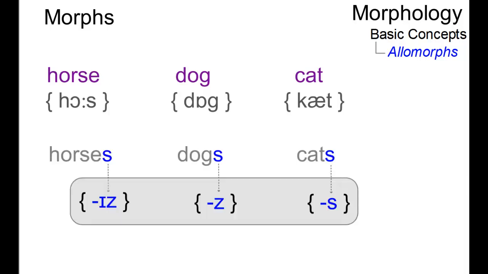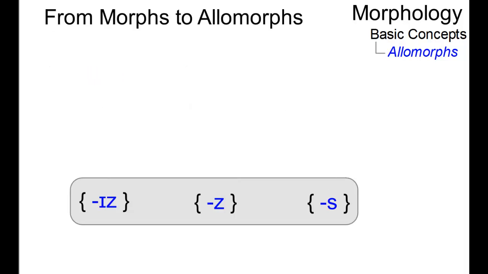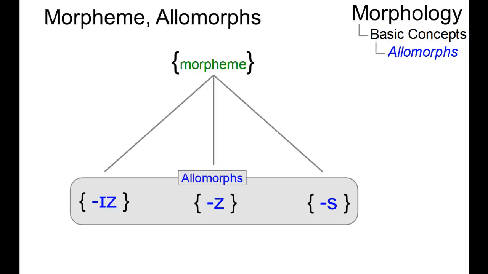Their plural forms, which are identical orthographically, involve three different morphs, iz, z, and s. But they all have the same function. They denote the plural form of the noun to which they are attached. Thus, they are members of a family of morphs that vary in sound but not in function. Such family members are referred to as allomorphs, and their head term is referred to as the morpheme.